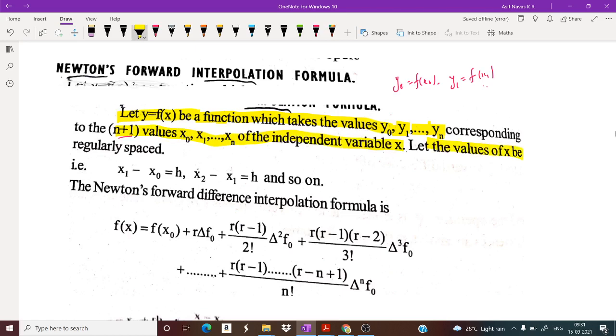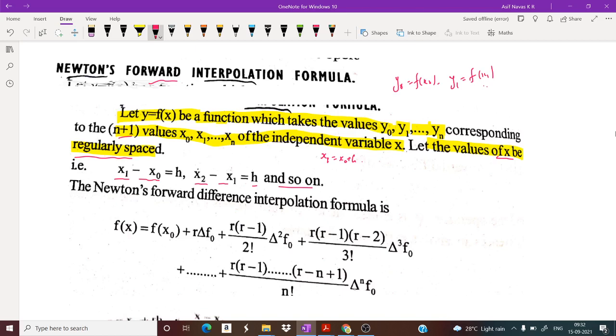Let the values of x be regularly spaced. This is very important. In order to use Newton's forward difference formula, these x values must be regularly spaced. That is, x1 minus x0 is equal to h. That is, x1 is equal to x0 plus h. x2 minus x1 is equal to h, and so on.